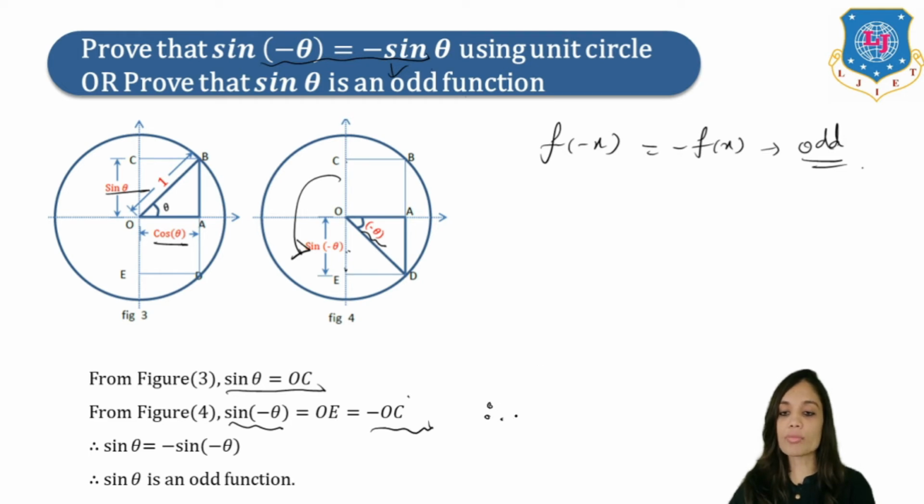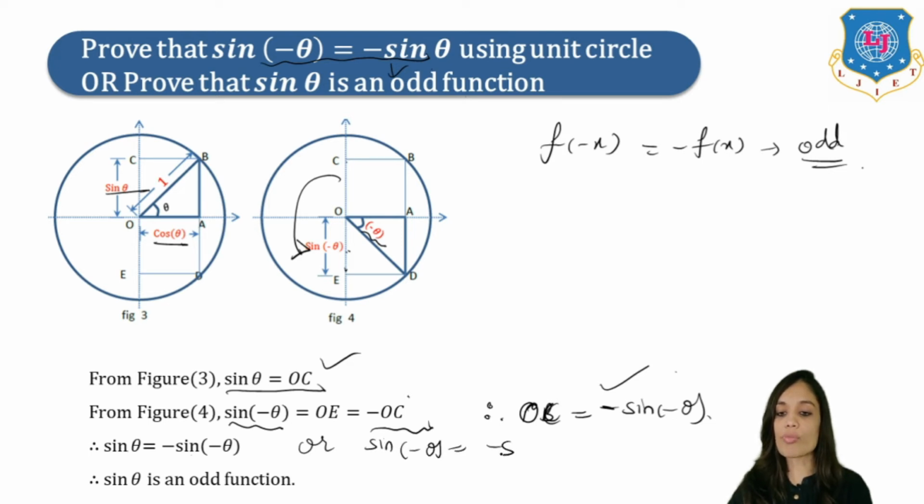So finally from this we can say that OC is equal to what? Minus sine of minus theta. So from these two, what we can say is that sine theta is equal to minus sine minus theta. Or you can say that sine of minus theta is equal to minus sine theta, right? And from this we can say that sine is an odd function. Just you have to remember this OC is in negative direction. So we have to write minus OC, fine?